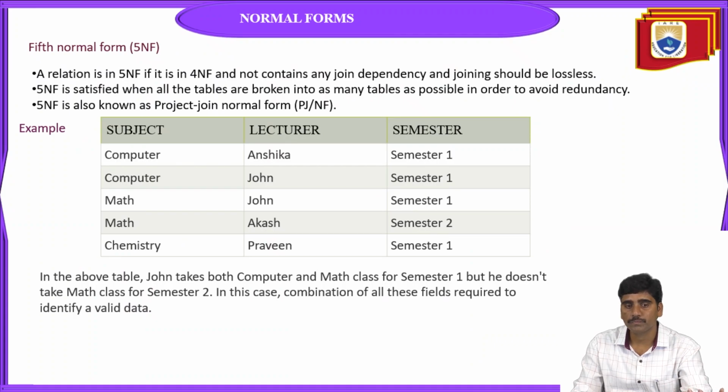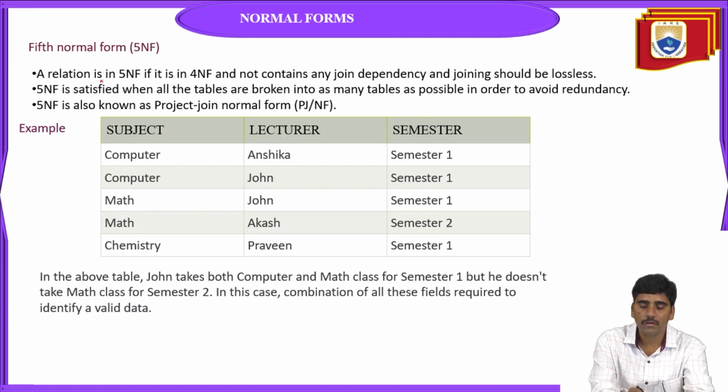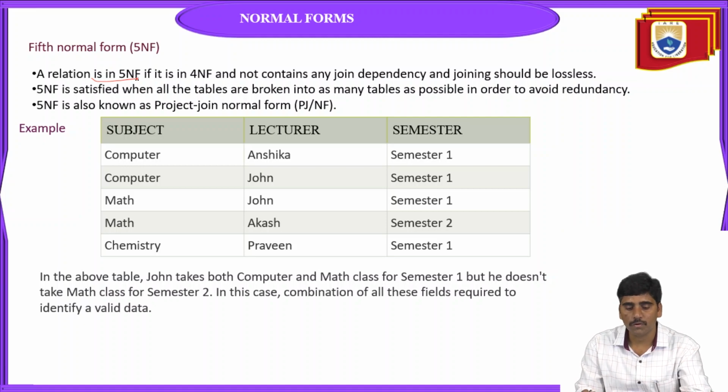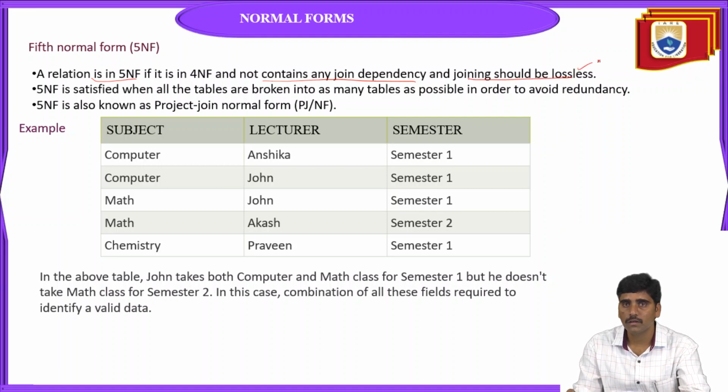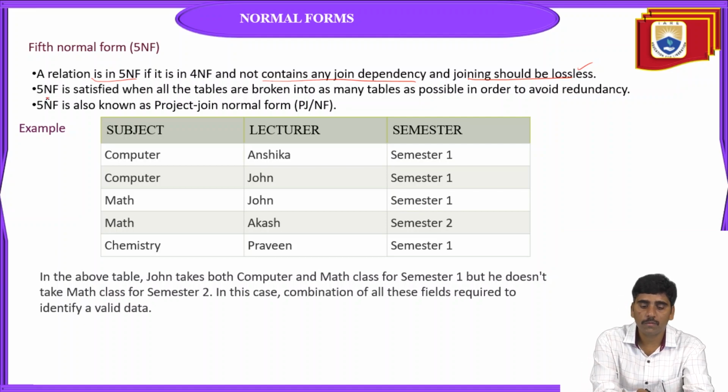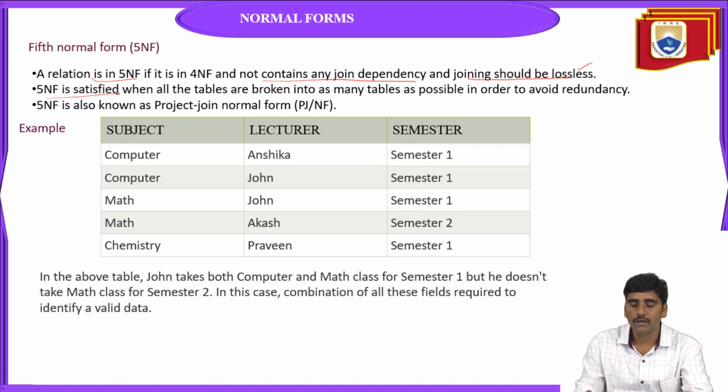And fifth normal form, a relation is in fifth normal form if it is in fourth normal form and does not contain any joint dependency, and joining should be lossless. So fifth normal form is satisfied when all the tables are broken into as many tables as possible in order to avoid redundancy. And for this reason, fifth normal form is also known as project join normal form.